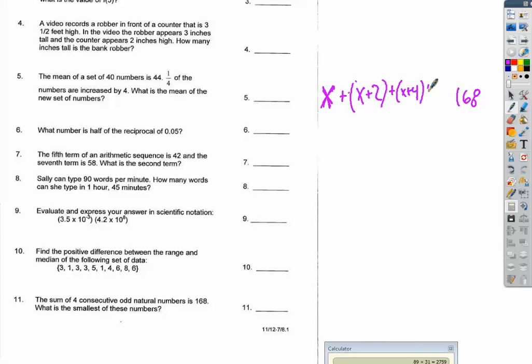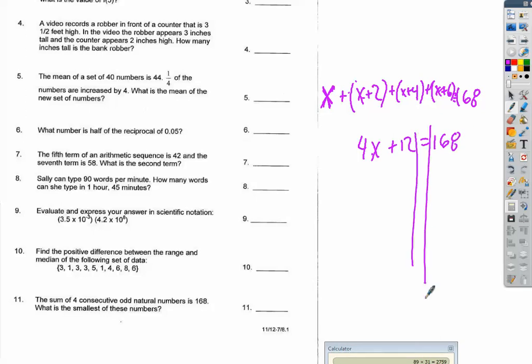I'm running out of room. And my fourth one, because I have 4, is going to be x plus 6. And that equals my 168. So how many x's do I have? I have x plus x plus x plus x, which is 4 x's. 2 plus 4 plus 6 equals 168.